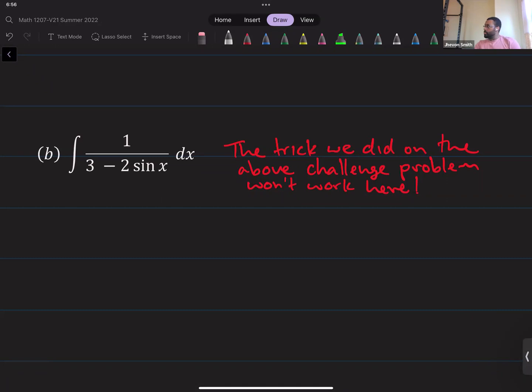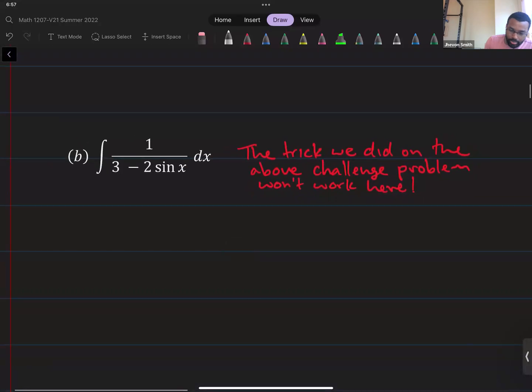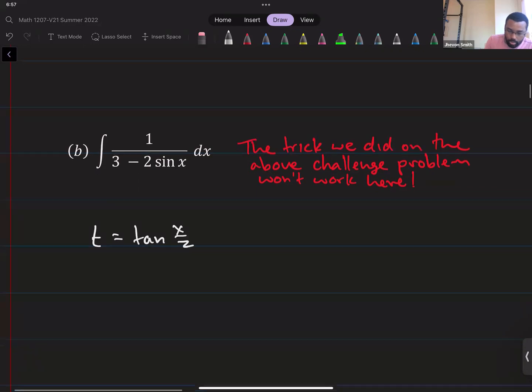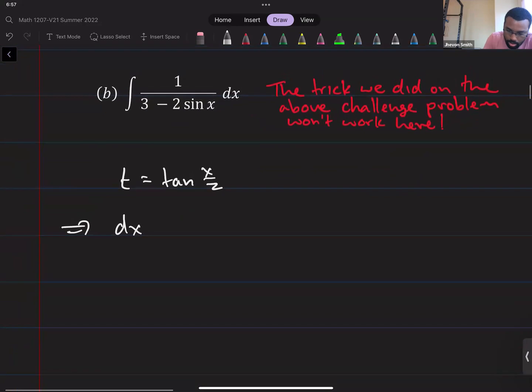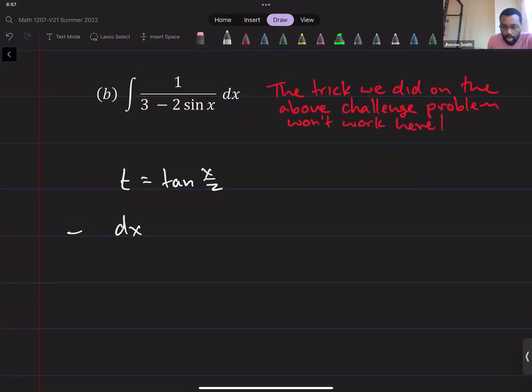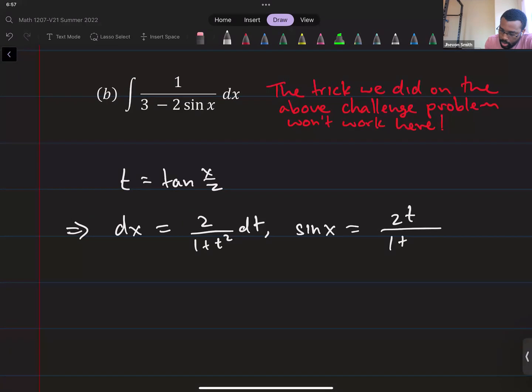And so a Weierstrass substitution might be a good thing to try here, because it does fit the bill. So let t equal tangent of x over 2. A couple of things happen automatically. I know that my dx is going to be equal to 2 over 1 plus t squared dt. And where I see the sine of x, that's going to be 2t over 1 plus t squared. And so now I can plug this in.